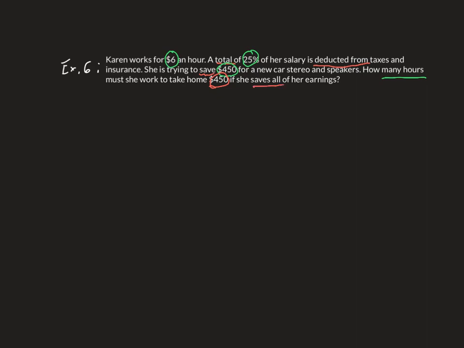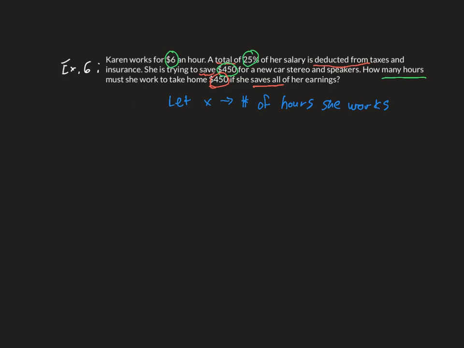Okay, so let's break this down. I know she works for $6 an hour. Do I know how many hours she works? No. So you want to let x represent the number of hours she works. Okay? I also know that a total of 25% of her salary is deducted for taxes and insurance.